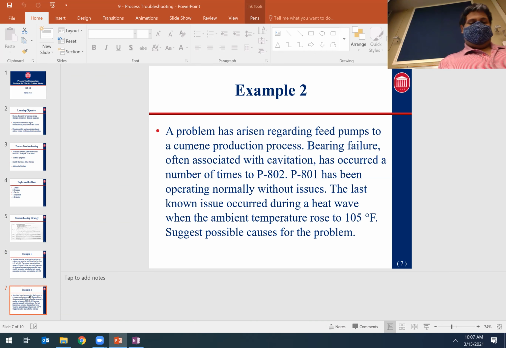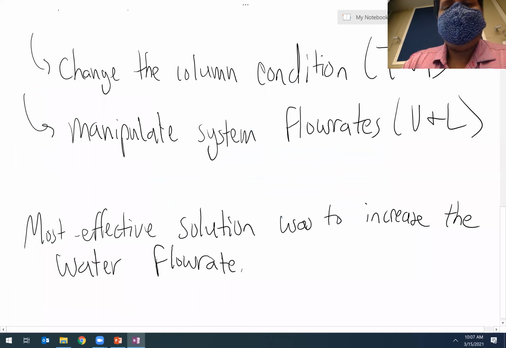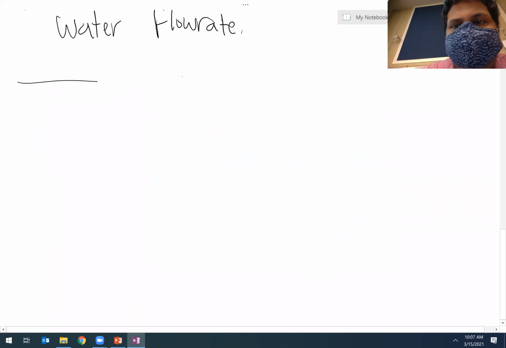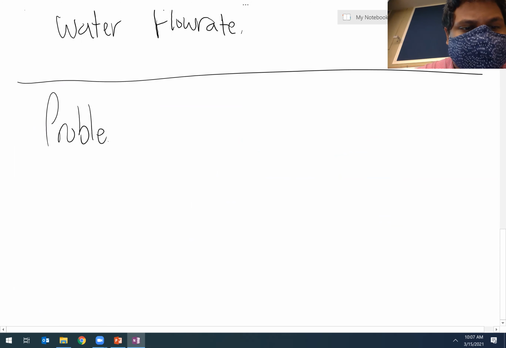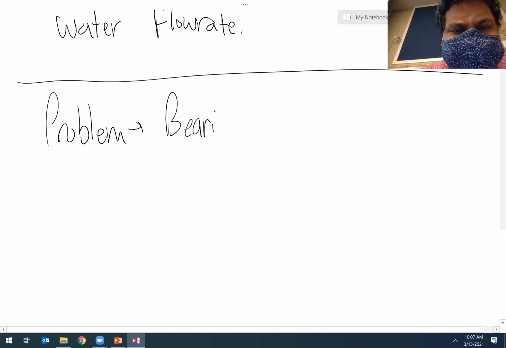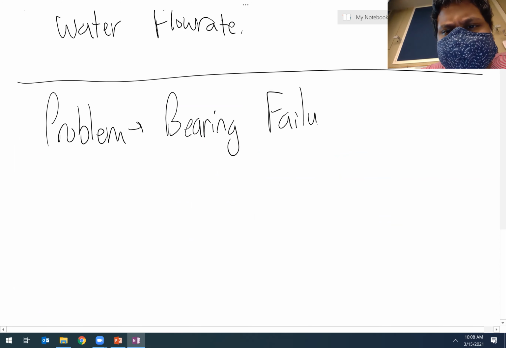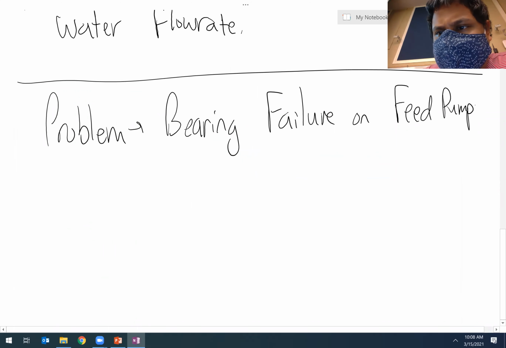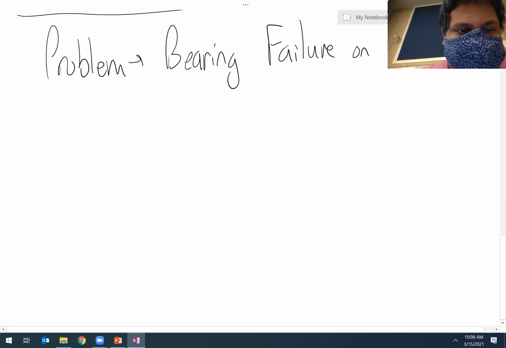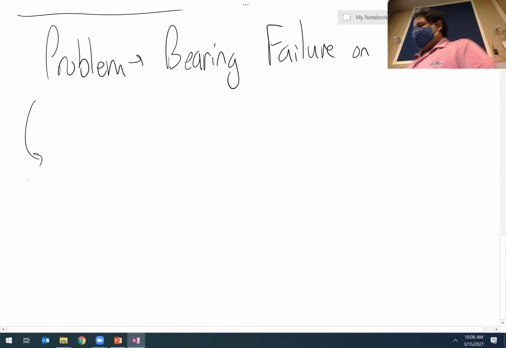All right, I'll give you guys some time. So let's take a look at this. This is involving bearing failure on feed pumps. So what's the first step in looking at this issue? See how much you guys remember from Friday. What's the first step in troubleshooting?